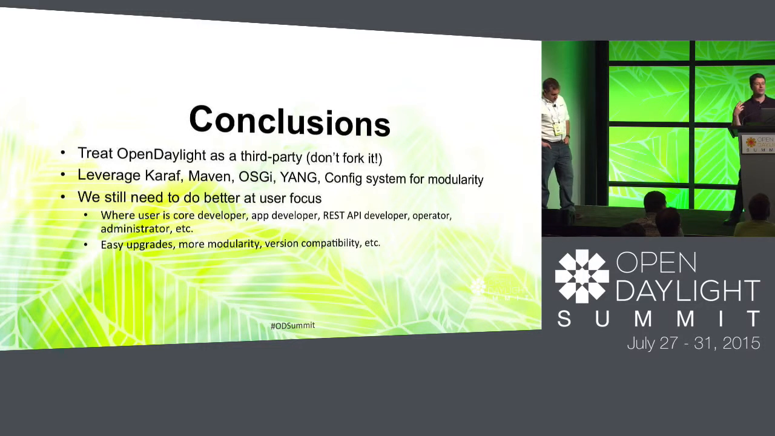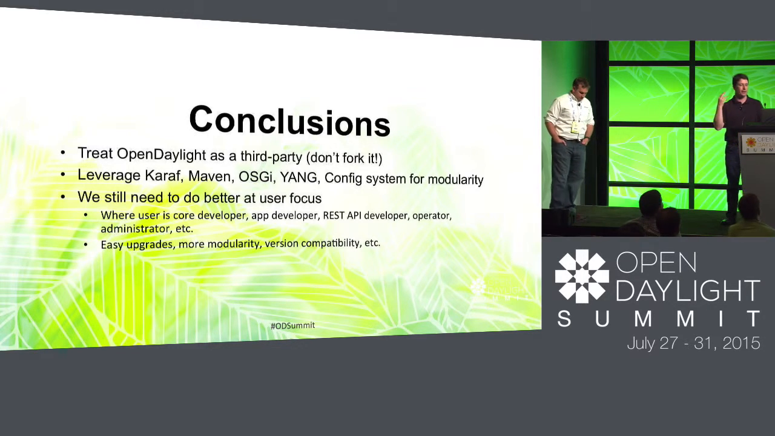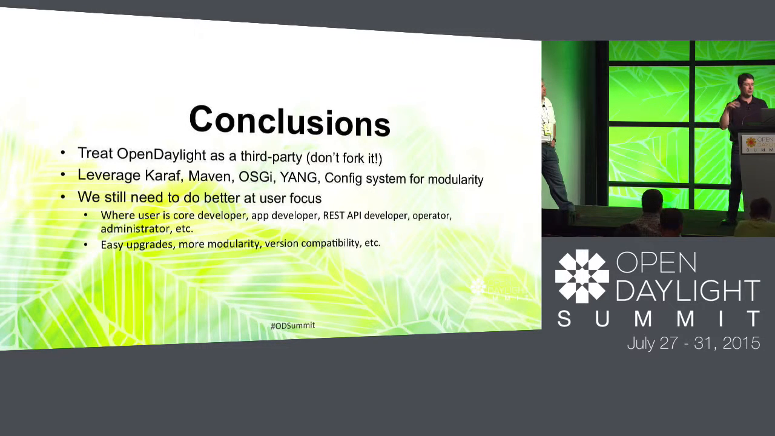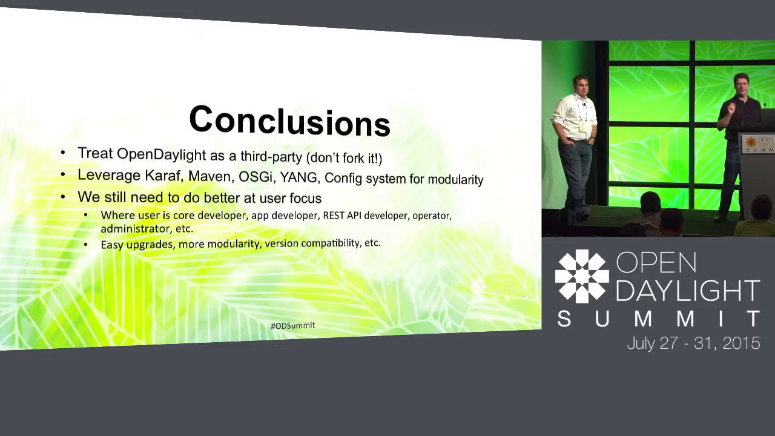And this is where a user is a core developer, an app developer, a REST API developer, operators, administrators, whatever. And good examples of what happens when you start thinking about this are easy upgrades, modularity, version compatibility, and understanding these things which drop out of when you're thinking about a user running it as opposed to a developer writing code. And I think that leaves 15 minutes for questions, and we're happy to take them.